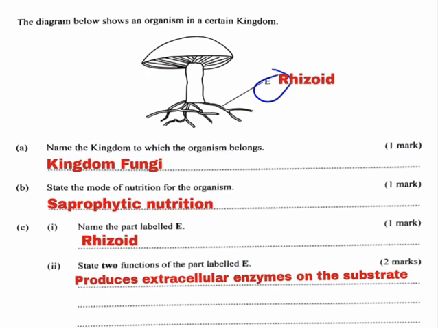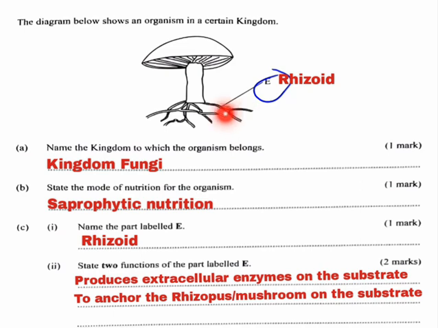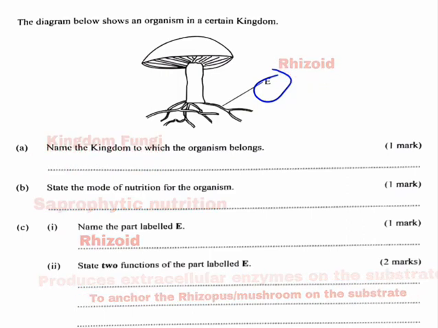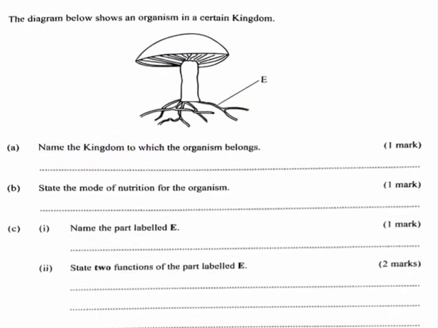So the first function is to produce extracellular enzymes. The last one is to anchor. As you can see, these rhizoids are like roots. Their function here is to anchor the mushroom or the rhizopus on the substrate. Okay, so let's move on to the next one.